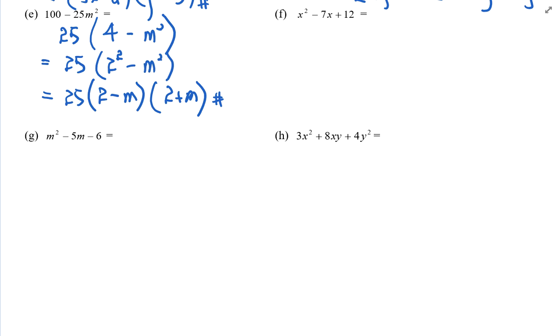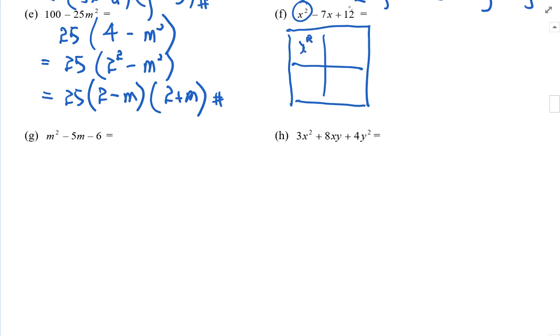Part F, take note, we cannot use the common term method because there's no common term. It's not 2 terms, it's not 4 terms, so we definitely have to use method number 3, the multiplication frame, also known as the box method to some of y'all. So I'm going to use the multiplication frame. Take note, write the first term in the top left hand corner, the last term, the number, in the bottom right hand corner. Alright, now I'm going to fill in the blanks.